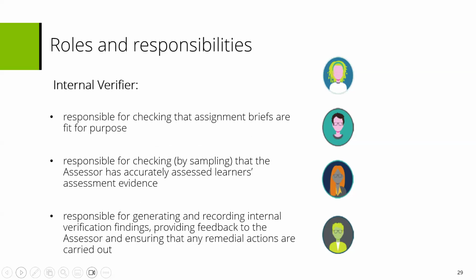The internal verifier is responsible for checking that the assignment briefs are fit for purpose, and that must take place before the assignment briefs are handed out to the learners. They're also responsible for checking that the assessor has accurately assessed the learner's assessment evidence, and this is done by sampling. This must take place before the learners are given their final grades. The internal verifier is also responsible for generating and recording their findings, providing feedback to the assessor, and ensuring that any remedial actions have been carried out.